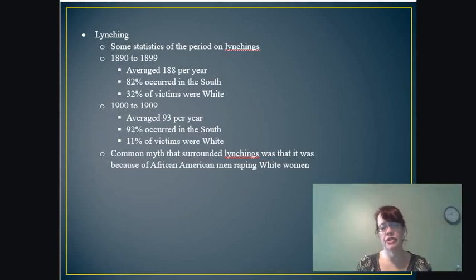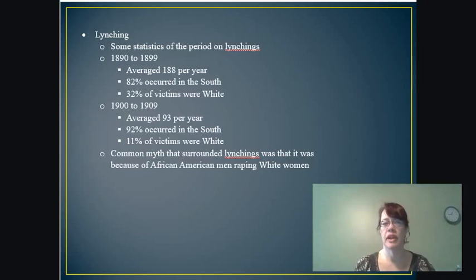So from 1900 to 1909, there averaged about 93 a year. 92% of them occurred in the South, and 11% of the victims were white. So we can make a few conclusions as we look at these two periods. As I said in my introductory slide, this period is often called the nadir of race relations. And what that means is this is the low point between white people and African American people. And we see a lot of racially motivated violence.